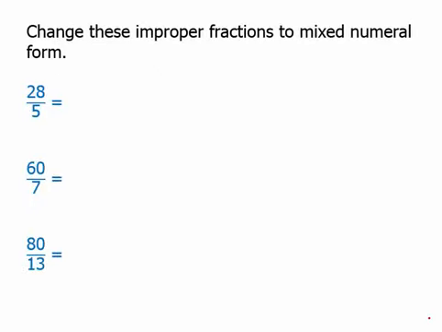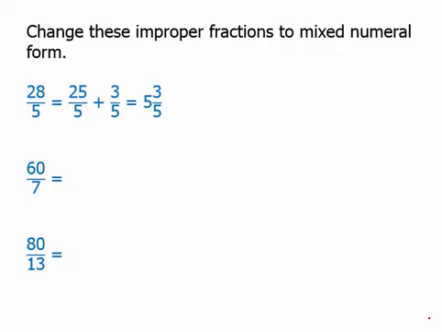So change these improper fractions to mixed numeral form. Pause the video and just take a moment to do it yourself, and then we'll talk about it. Okay, that first one, 28 over 5. Well, the biggest multiple of 5 that is less than 28 is 25, so I'm just going to express the 28 as 25 plus 3. Split up the fraction like that. The 25 over 5 becomes 5, and then it's 5 and 3/5.